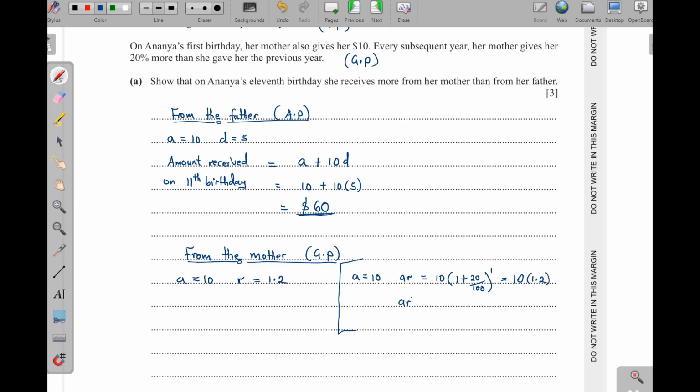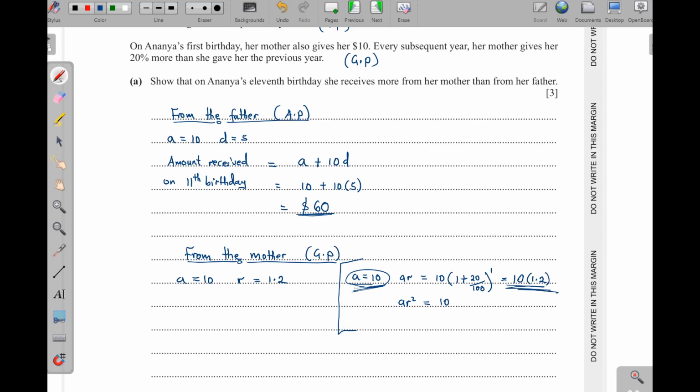So it is going to be 10 times 1.2. Then let's say AR squared, that is the third term. So our A is 10, okay? And now, right from here, you can see that R is actually this 1.2. Or I can say this is the first term, the amount she receives in the first year. Then the first time she gets is this. Then on the second year, it is this one.